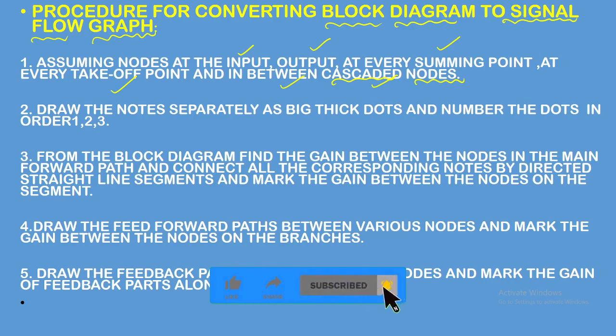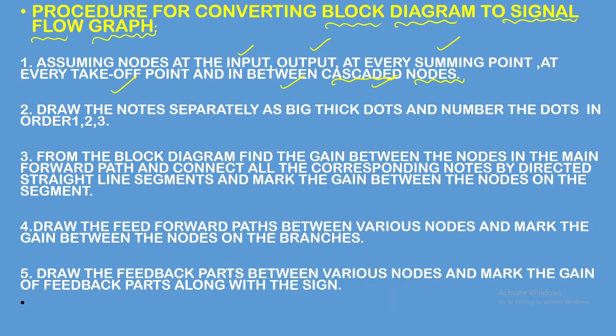Then after identifying the nodes, you have to draw them separately as big thick dots. Then number the dots in the order 1, 2, 3. That is the second point you have to do.